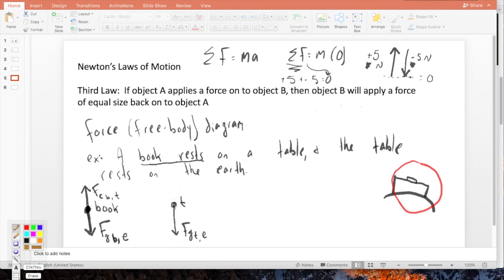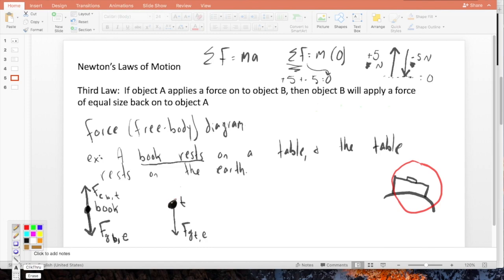Is there anything else happening to this table? Think about it. Think about the situation. Think about what we did over here. The book and table are in contact with each other. Do you think that the table is going to feel a force from the book? Well, yeah, the book is resting on the table. That book is pushing down on the table. There's a force there, a pushing force. So I need to label that as well.